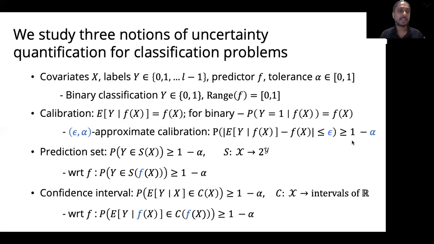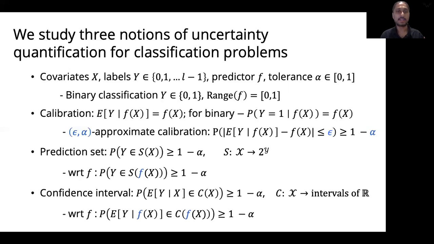To relate confidence intervals and prediction sets to calibration, we consider them with respect to a particular function f. Calibration is always with respect to a function f, and hence we consider a prediction set where we are interested in the probability of Y belonging to S(f(X)). So instead of S(X), we have S(f(X)), and similarly for confidence sets. The intuition is that instead of giving something for every X, we are allowed to merge some of the X's together and be valid with respect to f(X) instead of just X.